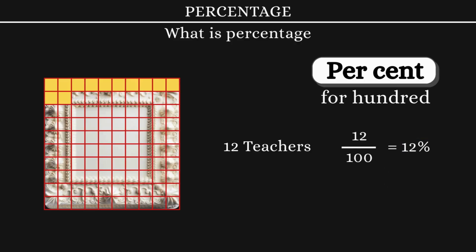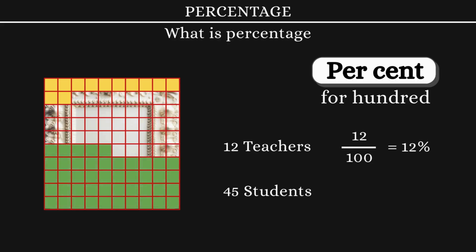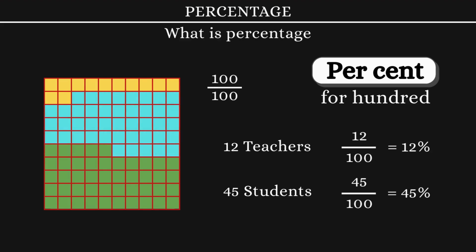Let's also say there are 45 students in your class. So 45 pieces of these 100 will be given to the students. So that means 45%. Let's say some students took some extra pieces and the cake was completely eaten, which means 100 out of the 100 pieces were eaten, and that is 100%.